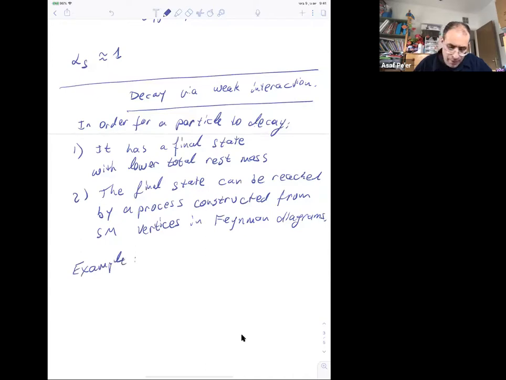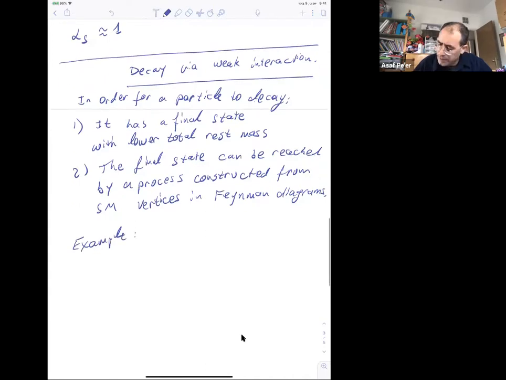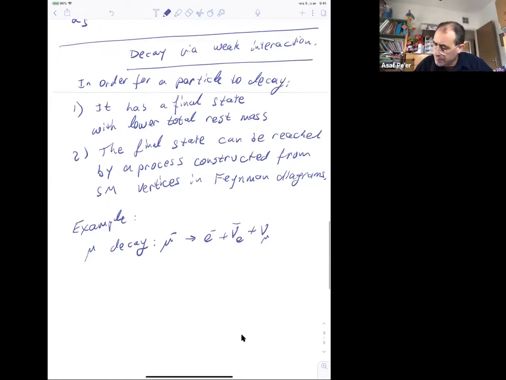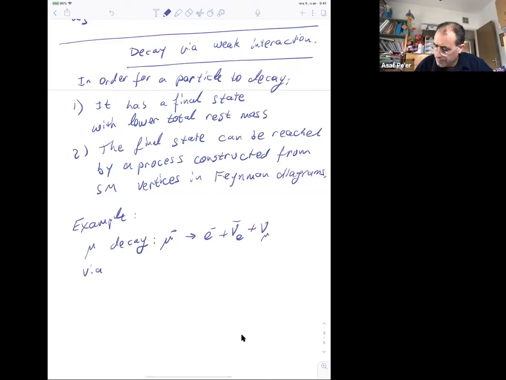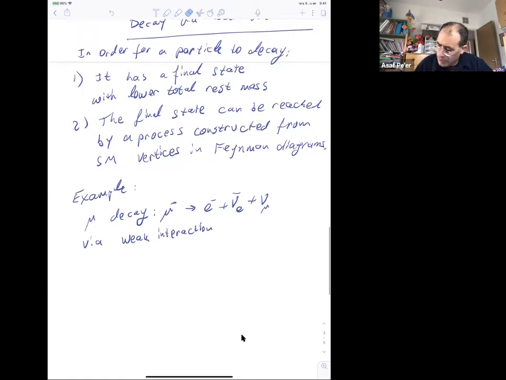So let us look at an example: the decay of a muon. We have a muon, the charged particle, and it can decay into an electron, an anti-electron neutrino, and a muon neutrino. This is done by the weak interaction. Since the muon is heavier than all the rest, it's okay. So it will decay. How would we describe the decay?